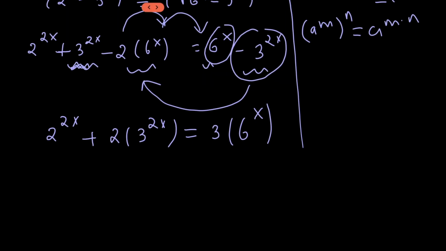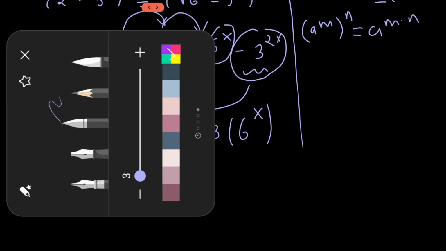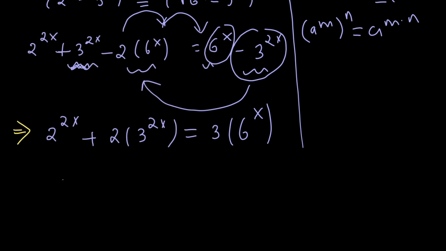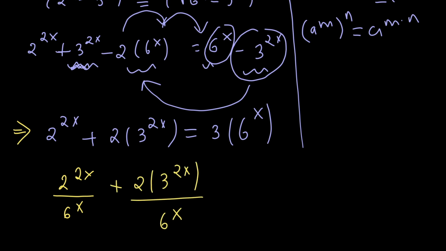Okay. Now what I will do in the next step is I will simply divide both of the sides with 6 to the power x. So on the left hand side we will have 2 to the power 2 times x divided by 6 to the power x plus 2 times 3 to the power 2 times x divided by 6 to the power x equals 3 times 6 to the power x divided by 6 to the power x.